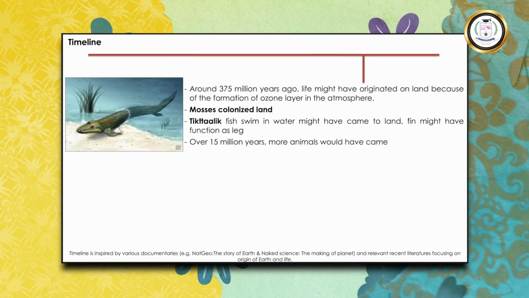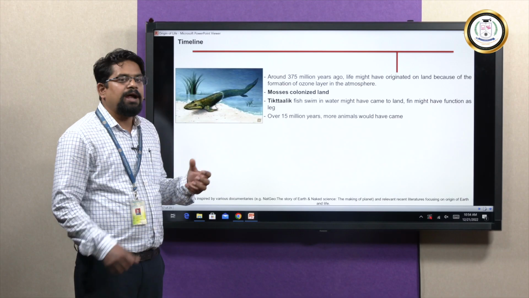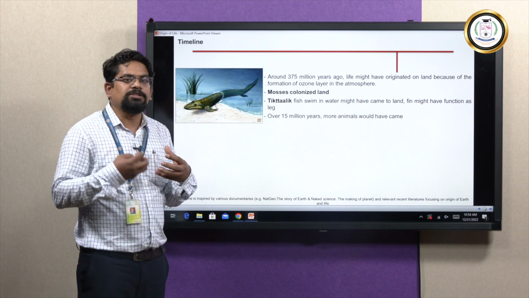Around 375 million years ago, life might have originated on land because of the formation of ozone in the atmosphere, which made the land a more viable place to live.